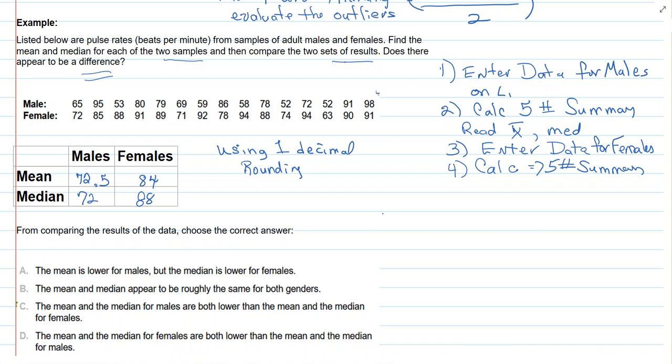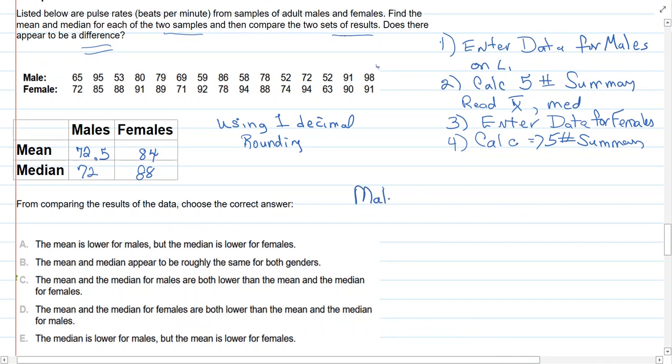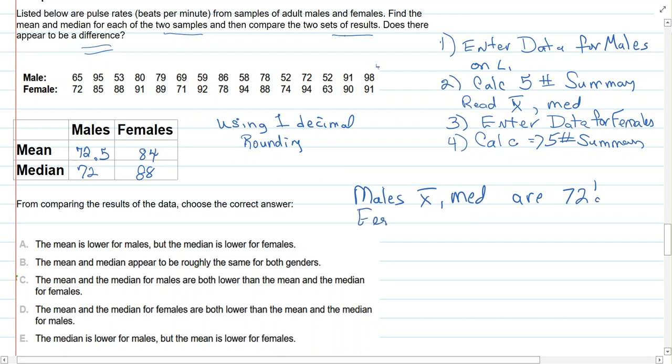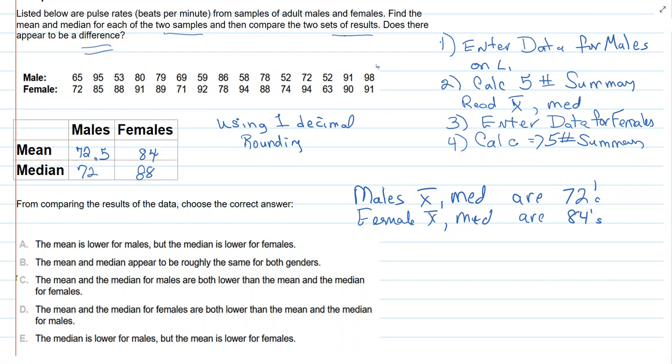So the males, X bar and medians are in the 70s. Actually, 72. So I'm going to put 72. Whereas the females run a little higher, right? The X bar and median are in the 84s. Okay, so we can see that we're having higher pulse rates.